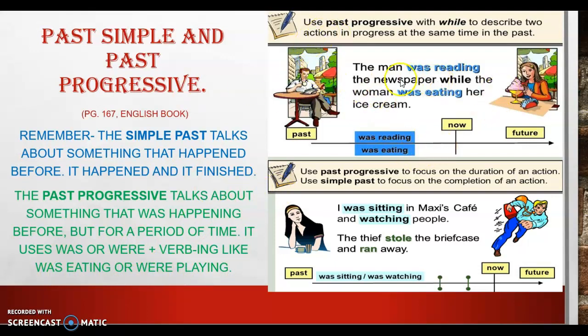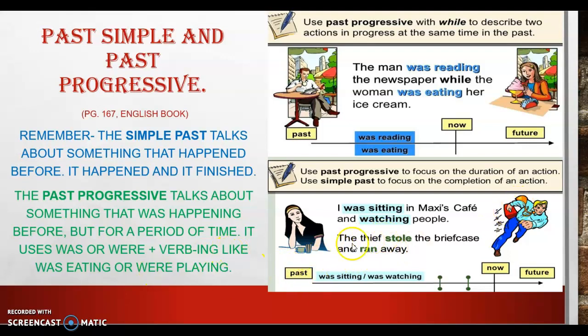Okay, this example right here: the man was reading the newspaper while the woman was eating her ice cream. And then let's see the next example we have. I was sitting in Max's cafe and watching people. And the next one, the thief stole the briefcase and ran away. This man right here, the thief stole the briefcase and ran away.